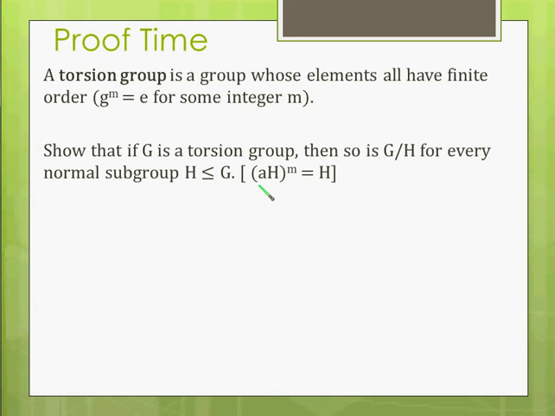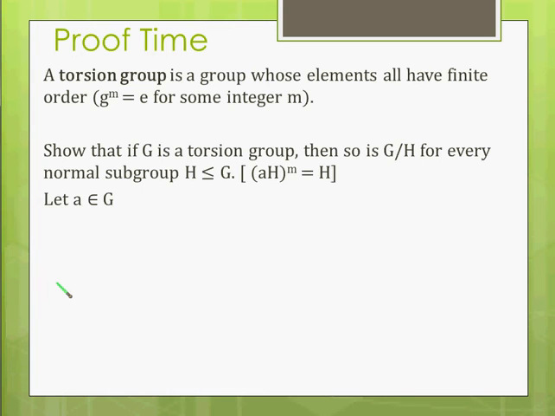Alright, so what's it saying? If G is a torsion group, we know what that means. We know that all the elements are finite. But do we know what it means for all the elements in G mod H to be finite? That means that the elements in G mod H, which look like this, they're cosets, that there's some power we can raise that to get the identity, which again is the subgroup.